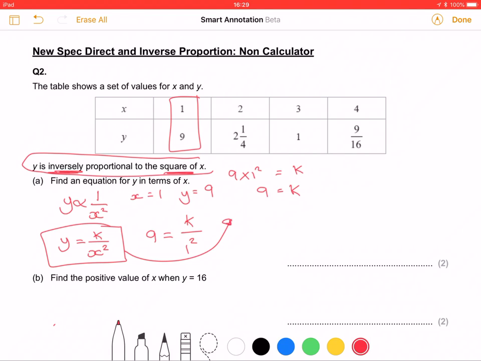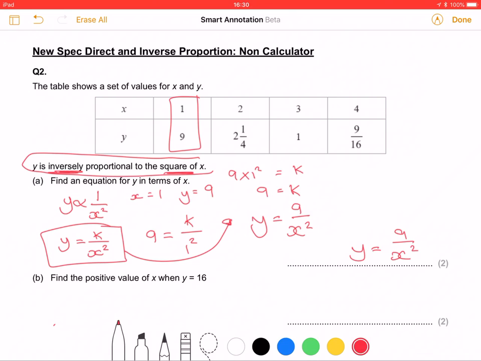Is it? Writing that. Well, that's the equation, and that's what they're asking for, isn't it? Substituting the value for k you worked out in the equation is always one mark, regardless of what the question is asking you. So y is equal to 9 over x squared, and that's actually what the first part of the question is asking. So we've now found an equation of y in terms of x, and instead of having k, we've found out what the constant of proportionality is.